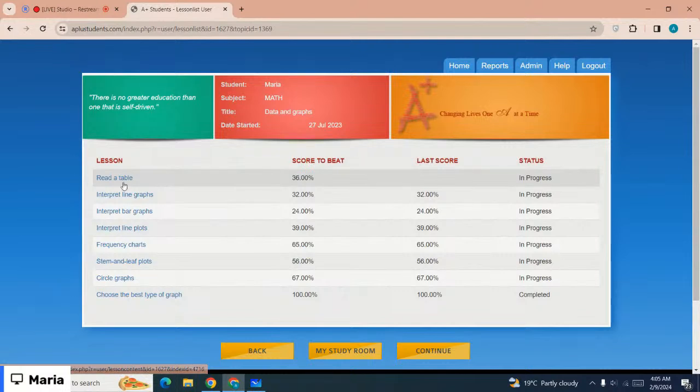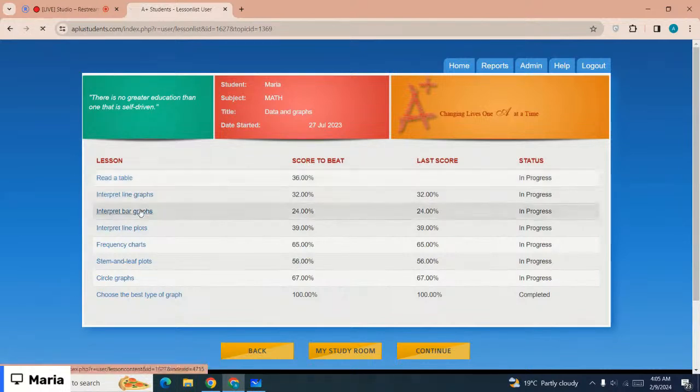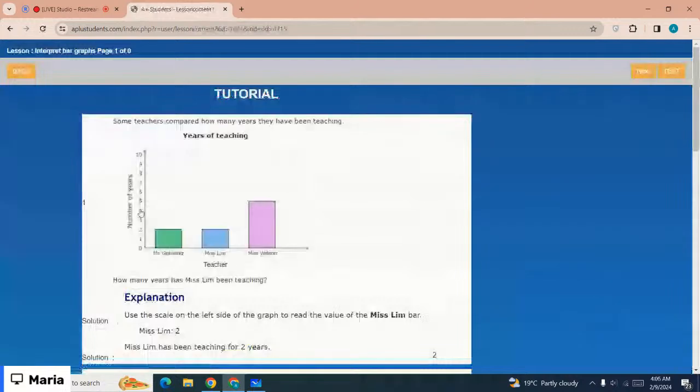Okay, here I'm on interpret bar graphs. Let's just start with interpret bar graphs. Okay, basically a bar graph is a type of graph, right? We're going to learn how we read values from the bar graph, like how we understand the bar graph, right? Some teachers compared how many years they have been teaching, right? How many years has Miss Lim been teaching? So you are given a graph, you have to see how many years she has been teaching.